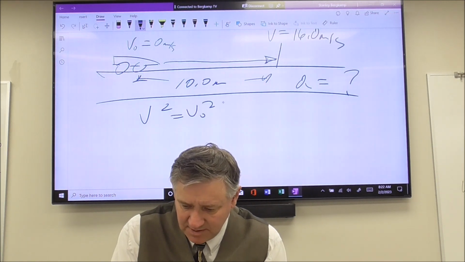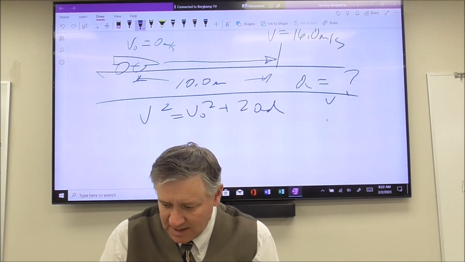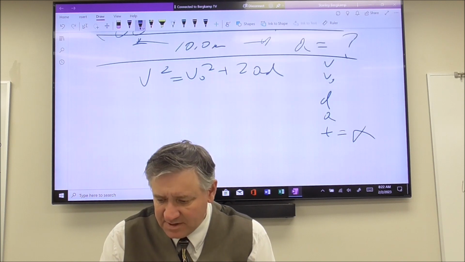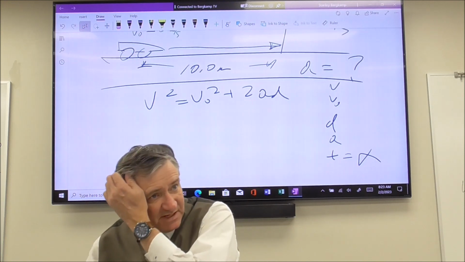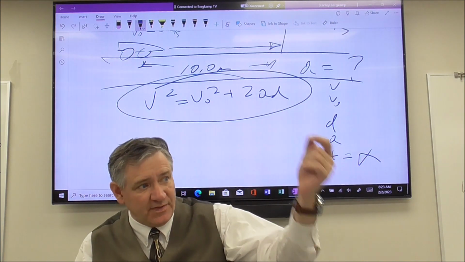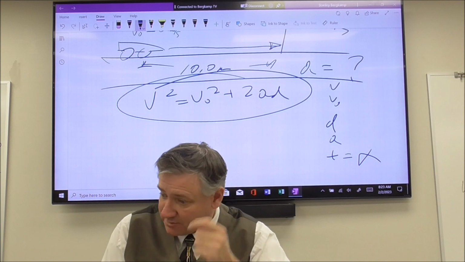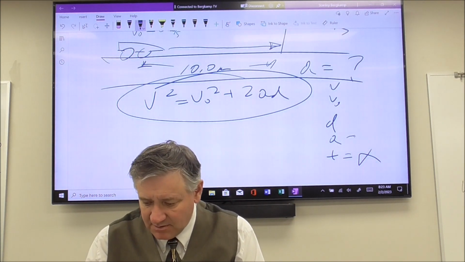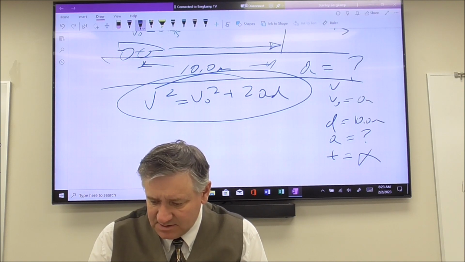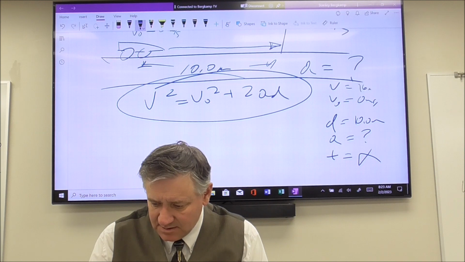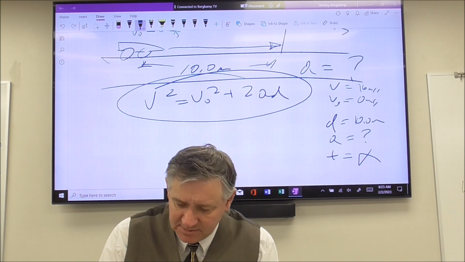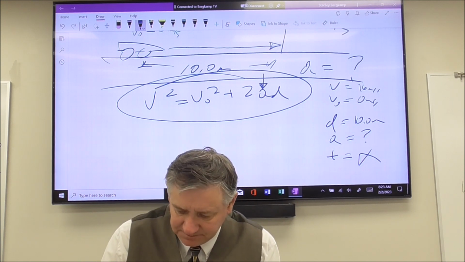Now, again, here's what I'm going to do. V squared equals V naught squared plus 2AD. If you like the VDAT, notice that this has no mention of time. So if you do the VDAT chart and you see nothing that involves time, right away think that equation. Literally, think that equation. So my acceleration is what I don't know. I know my distance is 10 meters. V naught is 0. Final velocity was 16 meters per second. So I've got this equation.